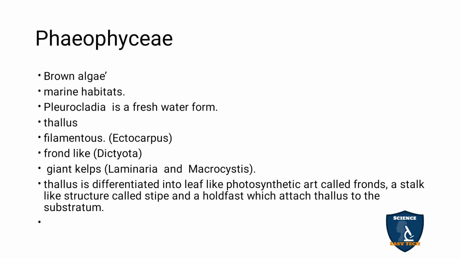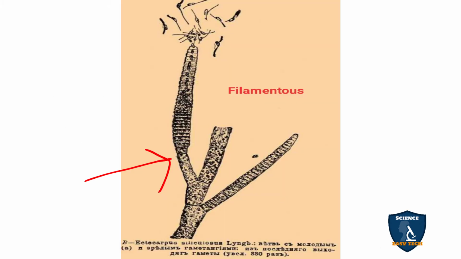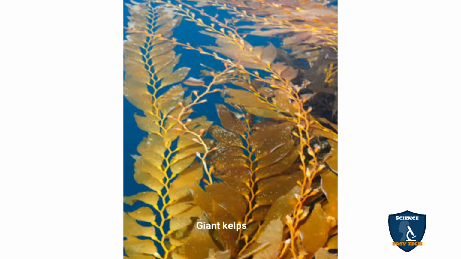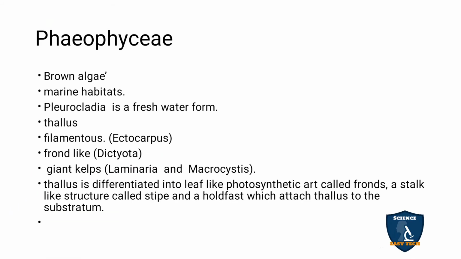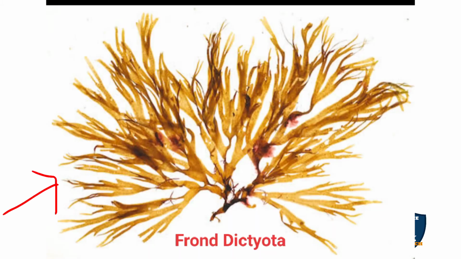And giant kelps like Laminaria and Macrocystis. So this is a giant kelp of Laminaria or Macrocystis, Macrocystis, I think. So the thallus is differentiated into leaf-like photosynthetic parts called fronds. You can see this looks like a leaf, no? Leaf. But it is photosynthetic, okay?